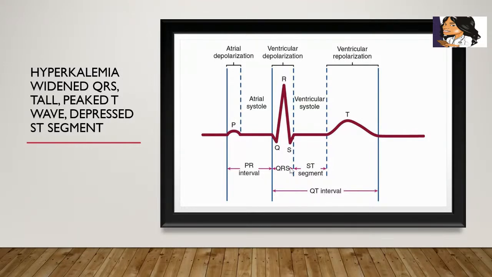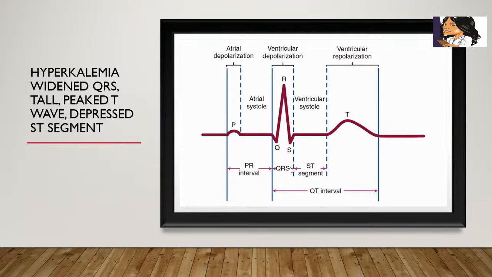So as I said, I want you to look at a normal sinus rhythm. So if someone has hyperkalemia, they have a widened QRS. They have tall peaked T waves. They have a depressed ST segment. So let me say it again. If someone has hyperkalemia, they have a wide QRS. They have a depressed ST segment and a peaked T wave.